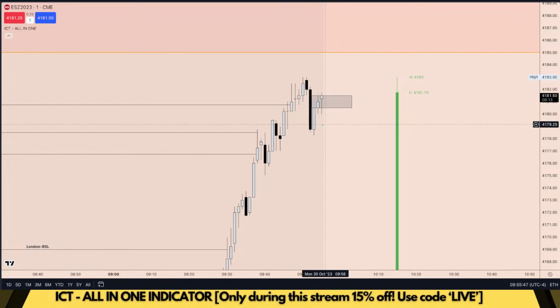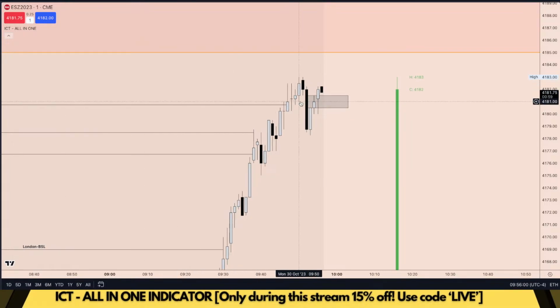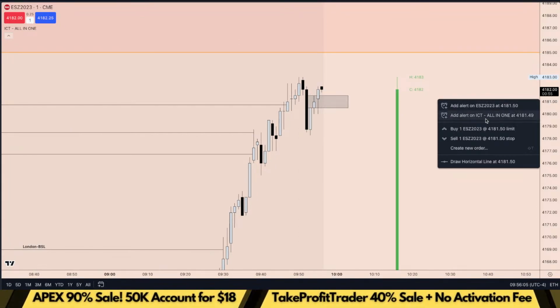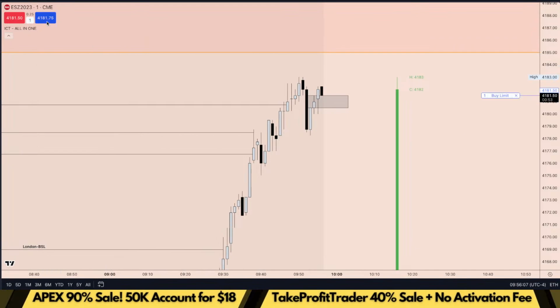Let's see if we close above, then we could try this inversion fair value gap on our paper trading account. Bullish volume imbalance once again. So let's see, maybe we get an entry opportunity on the inversion. Yep. Let's see how that plays out. We have a volume imbalance right here.